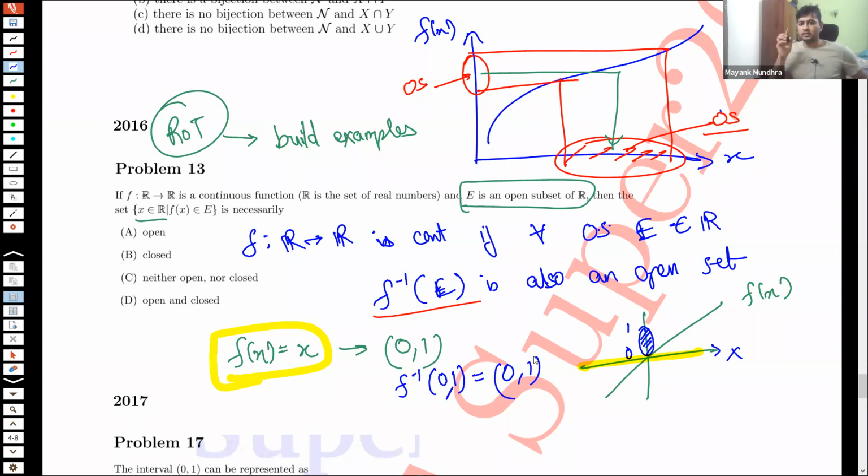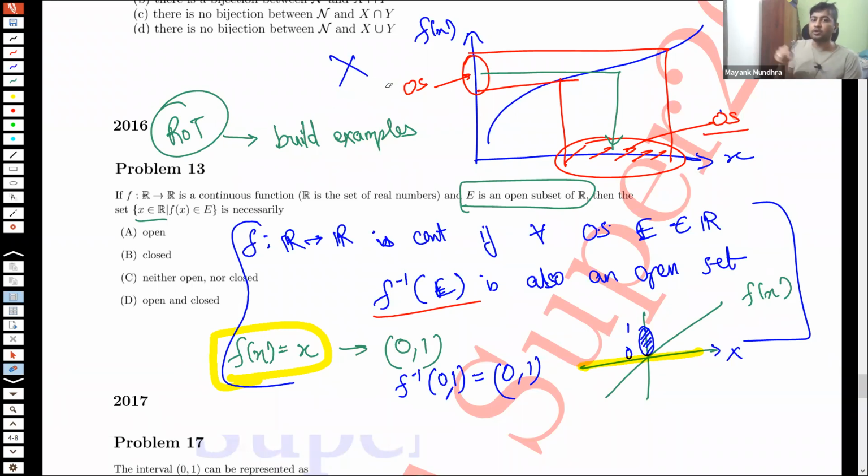Okay. So now consider that you have constructed this example without knowing anything that I just told you. I have not taught you this property. So I'm telling you how to do these problems without knowing this property. So now, 0 to 1 is open, yes. Closed, no. Neither open nor closed, no. Open and closed, no. So just by building an example, you can solve this problem. You don't need to know the theory.